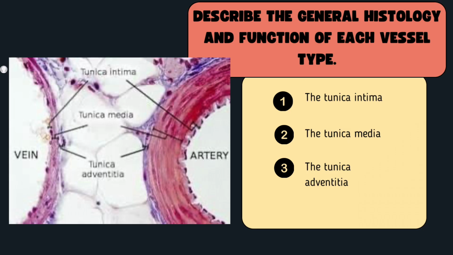The tunica adventitia is the outer layer of connective tissue anchoring the vessel to surrounding structures, and it also contains the vasa vasorum, which are small arteries that supply nutrients and oxygen to the cells of our vessel wall.